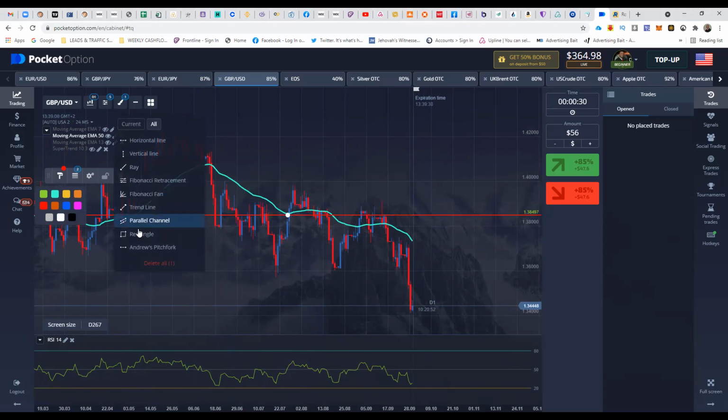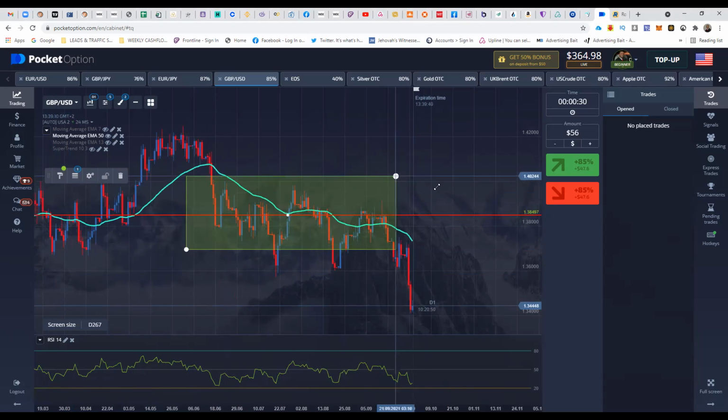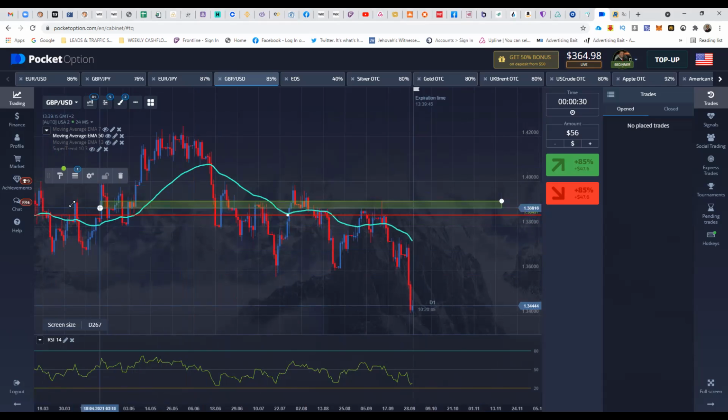Then I'm going to take a rectangle. We're going to draw it to the top of the wick here. And this is going to be our supply zone, okay?